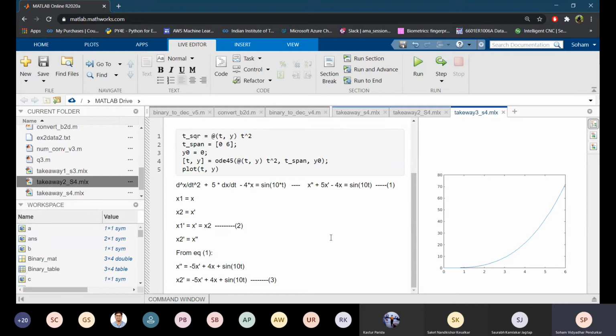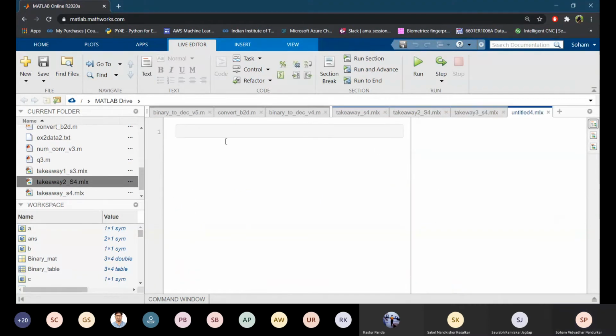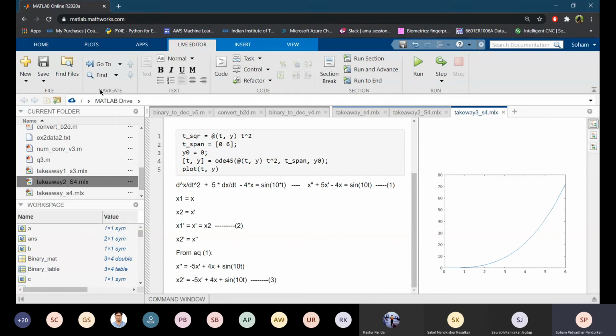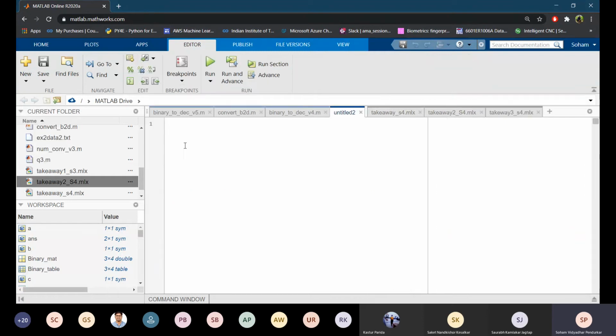So let's create a script file where I will define this function. Where is it? Yeah. So no, not an MLX. Let's create a new script. So function I'll define. Let's say dx dt, right? dx dt is equal to RHS, because RHS is our f(x,y), RHS, which will take t and x.